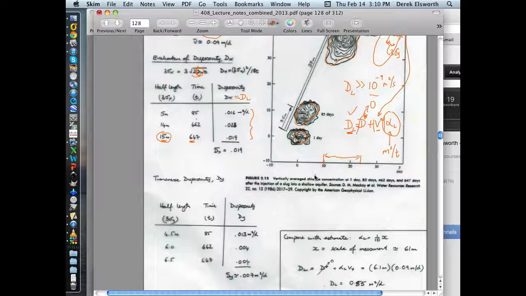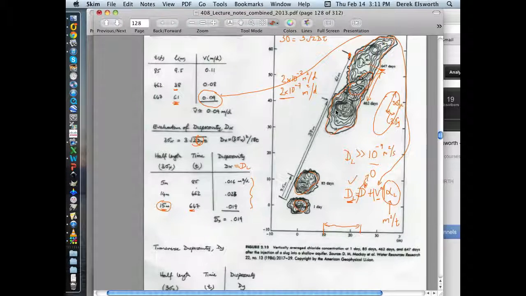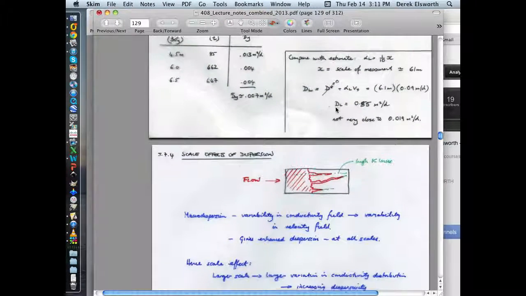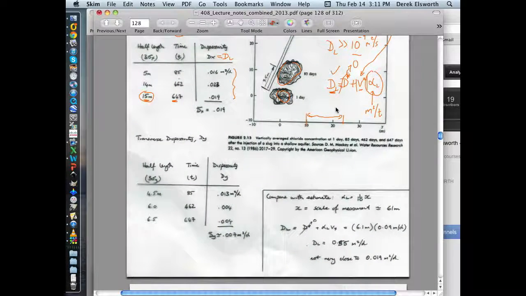And so that's why when you see these plumes developing like this, they're elongate in one direction, because dispersion is larger in the longitudinal direction. Okay? All right. And so that is our preferred method of being able to do this, either for purpose-built experiments, which are rare, or by looking at our plume in situ and estimating from that.